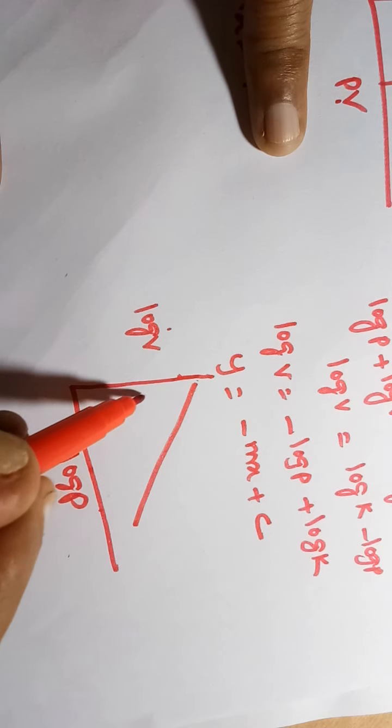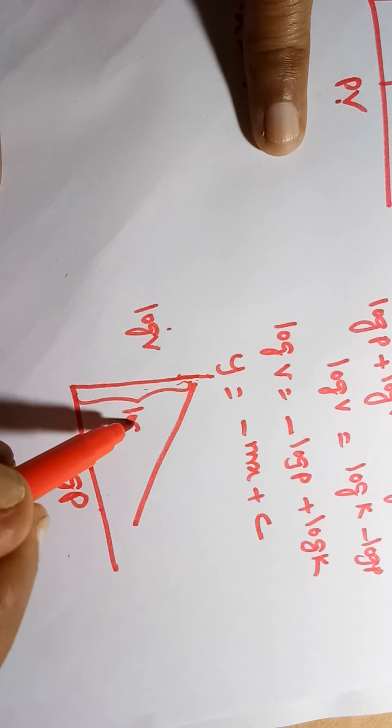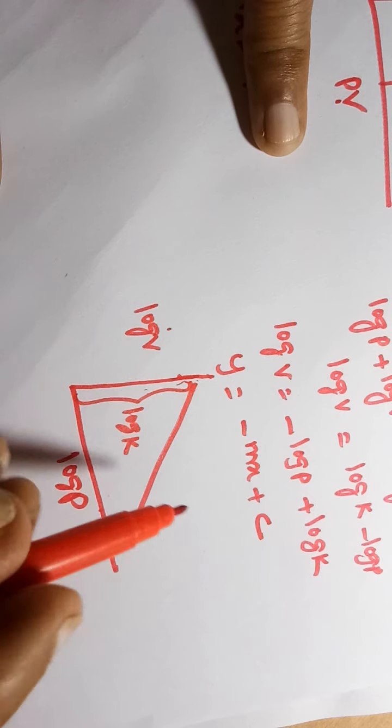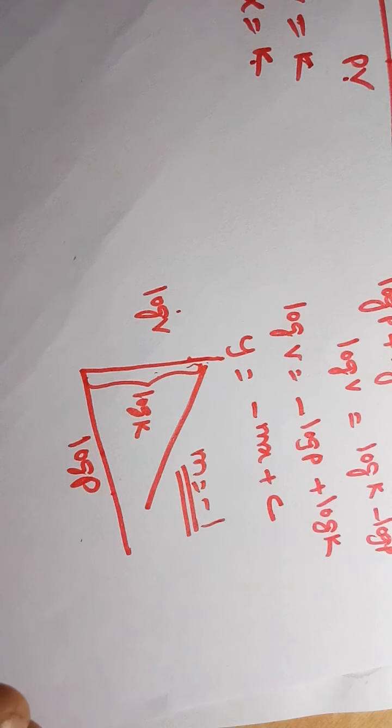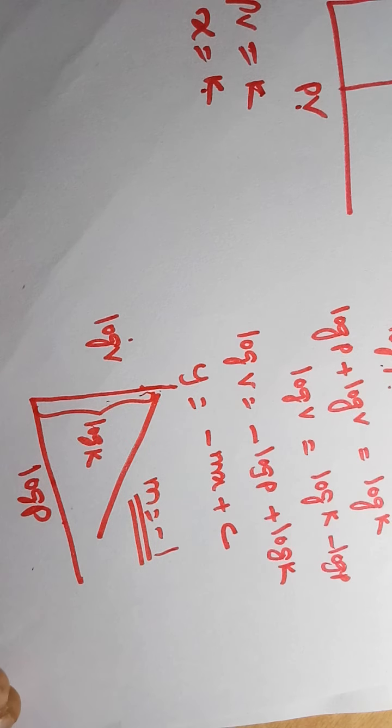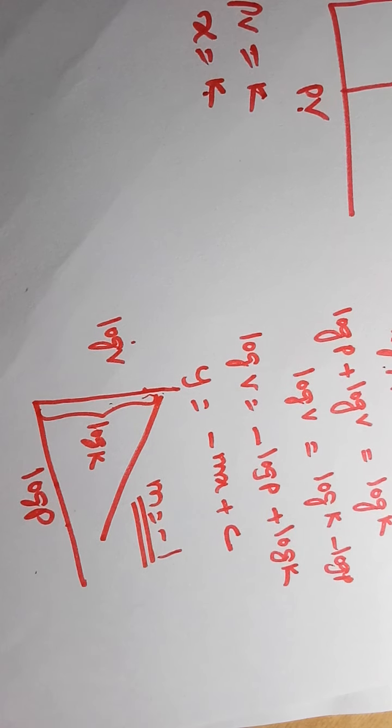See, this is the intercept. This intercept is equal to log K. Here the slope is equal to minus 1. So this is the relation for the log V versus log P graph.